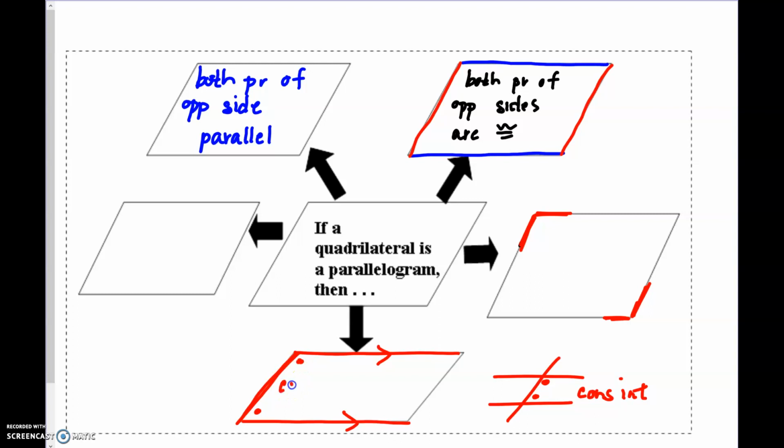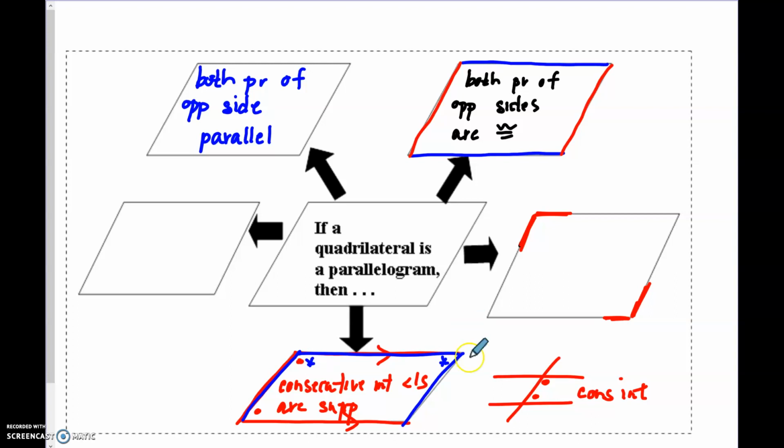Consecutive interior angles are supplementary. Now, it doesn't matter which ones you take, because if you took this side parallel to this side and this was the transversal, isn't this angle going to be supplementary to that angle? So it doesn't matter which one you take.